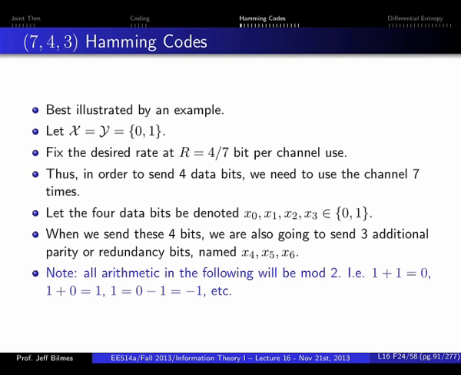So in mod 2, 1 plus 1 is 0, 1 plus 0 is 1, 1 is equal to minus 1. So minus 1 is equal to 1. So all of these things we should be familiar with. Everything is mod 2. A couple of times I'll say mod 2, a few times I'll probably forget, but everything is really mod 2.